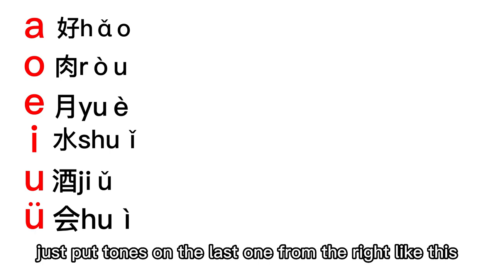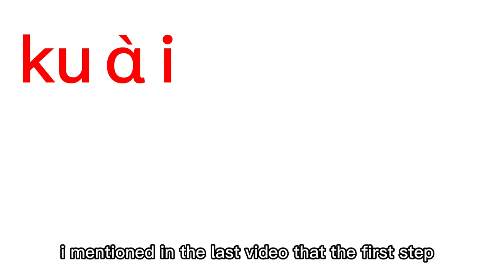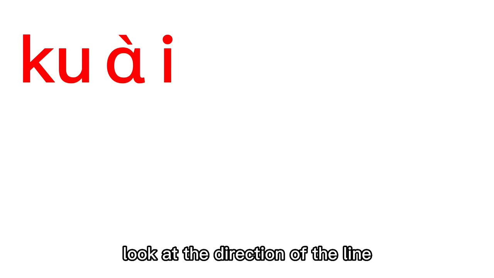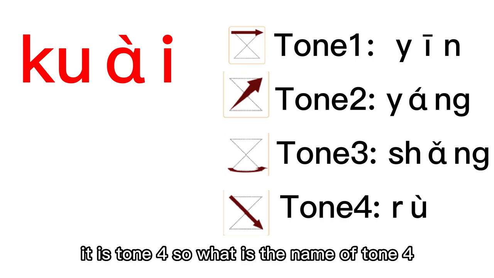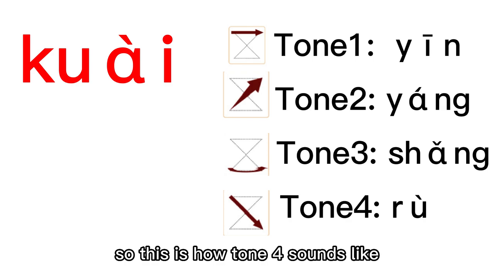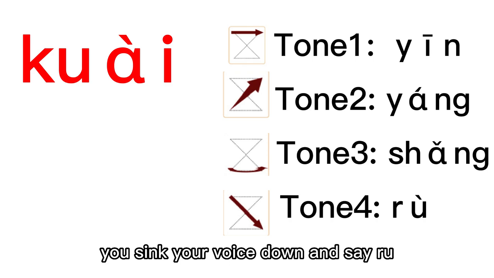So now I think you already know how to pronounce a Chinese Pinyin. Let's do it again step by step. So this is a Pinyin. I mentioned in the last video that the first step is to recognize its tone. Look at the direction of the line and compare it with the four tones. Yes, it is tone 4. So what is the name of tone 4? It is ru, right? So this is how tone 4 sounds. You sink your voice down and say ru.